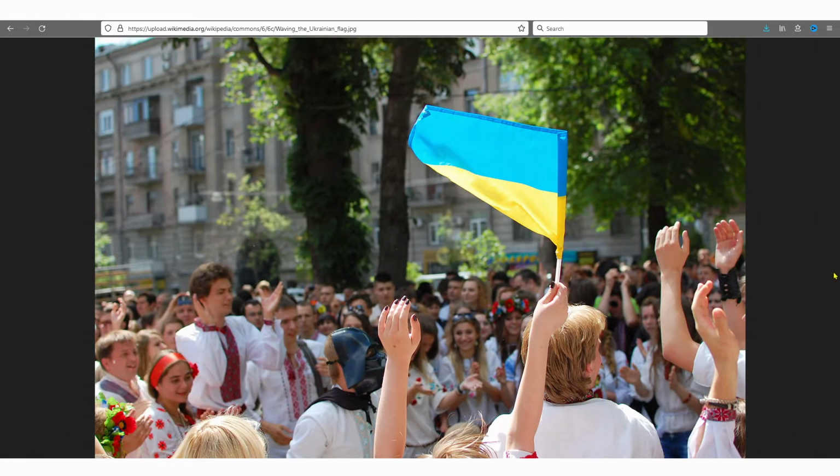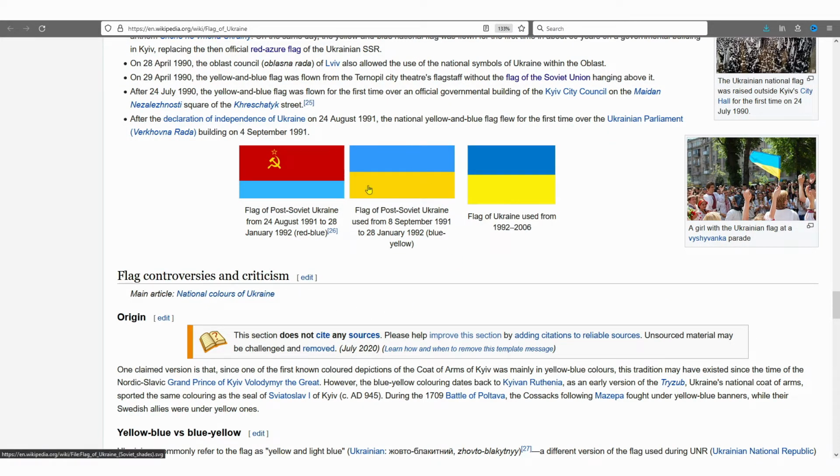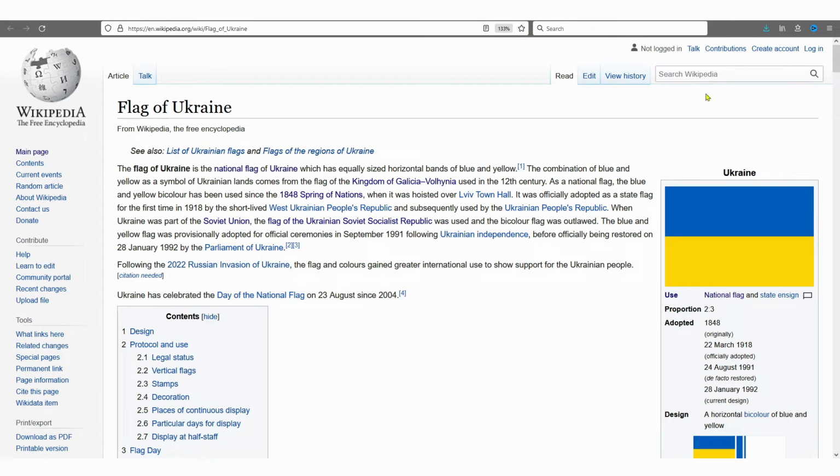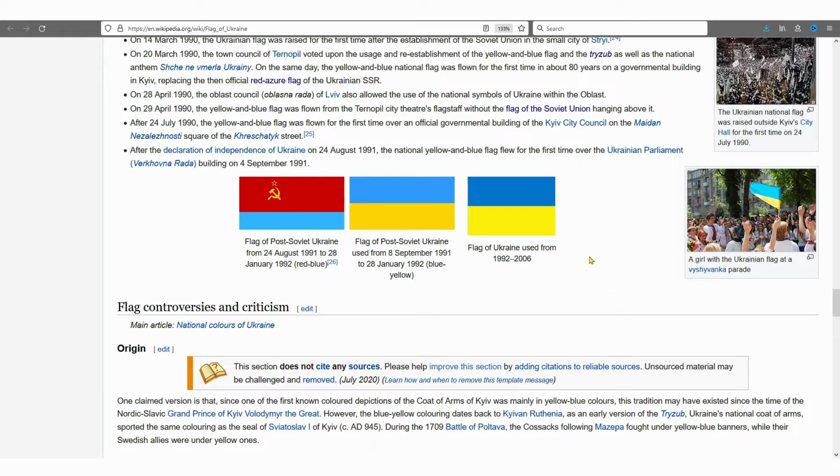Now here's a photograph of the Ukrainian flag at some sort of parade. We can see the lighter blue here, and the color shades look more like this one. Now personally, I prefer these shades. I prefer the darker blue shade. And some of you may prefer these lighter shades. Maybe you prefer this one.